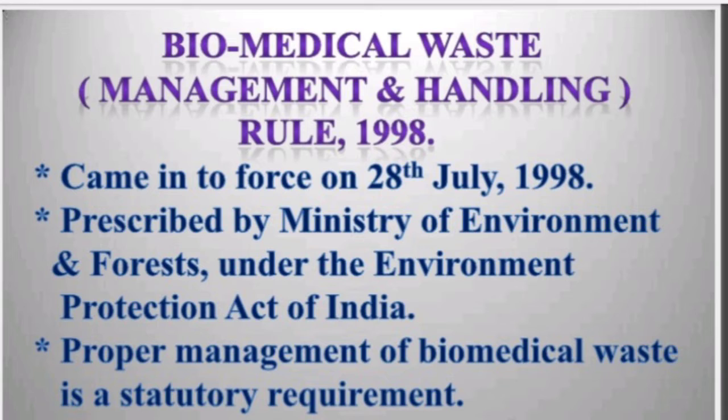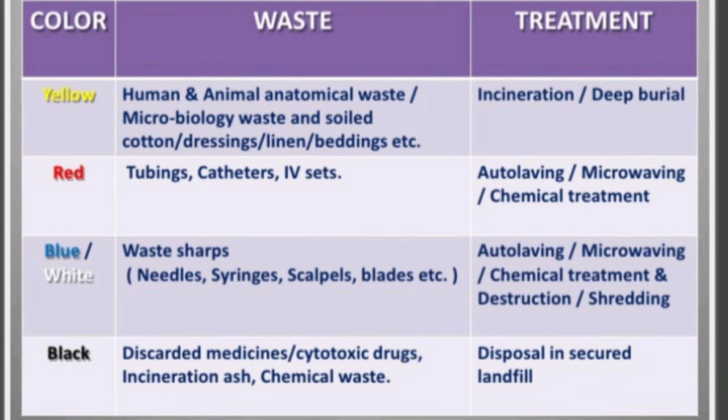We will first know what is the color coding for biomedical waste. This biomedical waste should be segregated according to the following colors. The anatomical waste from human and animal, along with microbiological waste and soil, cotton, dressings, linen, beddings, etc., should be put into the yellow container. And the treatment is mostly incineration. So the anatomical waste should be treated with incineration or else they should be buried deeply.